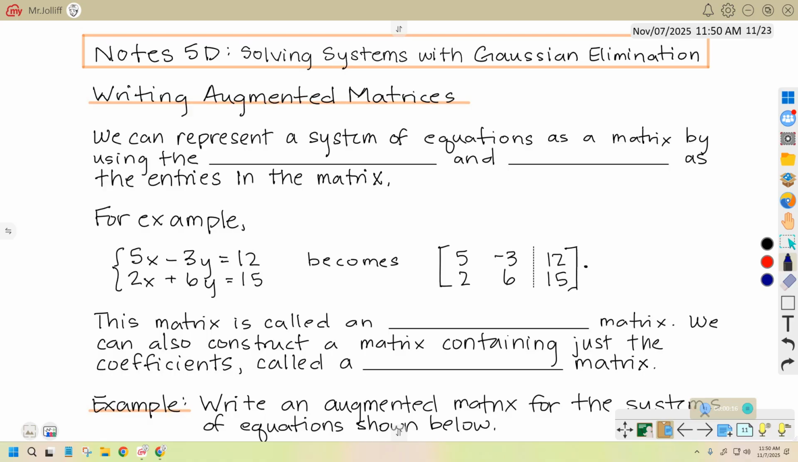All right, so today we're talking about using matrices to solve systems of equations. And the very first step to using a matrix to help us solve a system of equations is to rewrite the system of equations in matrix form. So we can represent a system of equations in the matrix by using the coefficients on the variables and the constants, the numbers that aren't attached to a variable, as the entries in the matrix.